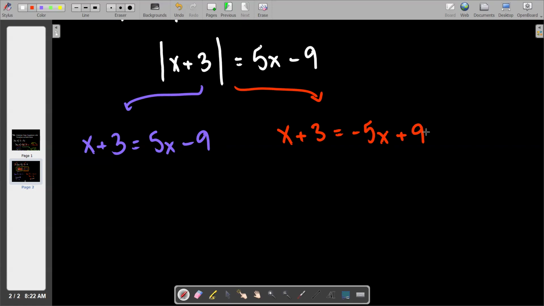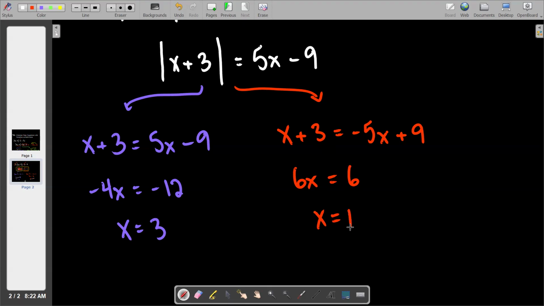And then you solve the equations. On the purple equation, if I move the 5x to the left, I get -4 of those. If I move the 3 to the right, I get -12. If I divide, I get a candidate, x equals maybe 3. We don't know yet. We'll find out in a bit. On the right-hand side, if I solve the red guy, if I move the -5x over here, I get 6x. If I move the 3 to the other side, I get 9 minus 3 is 6. And I have another candidate.